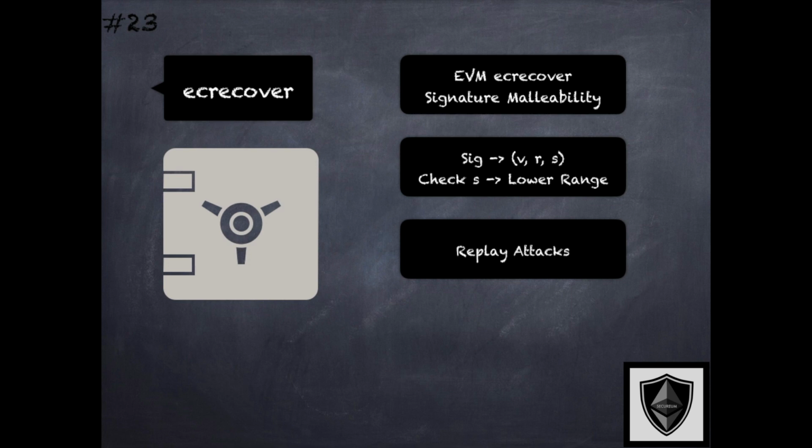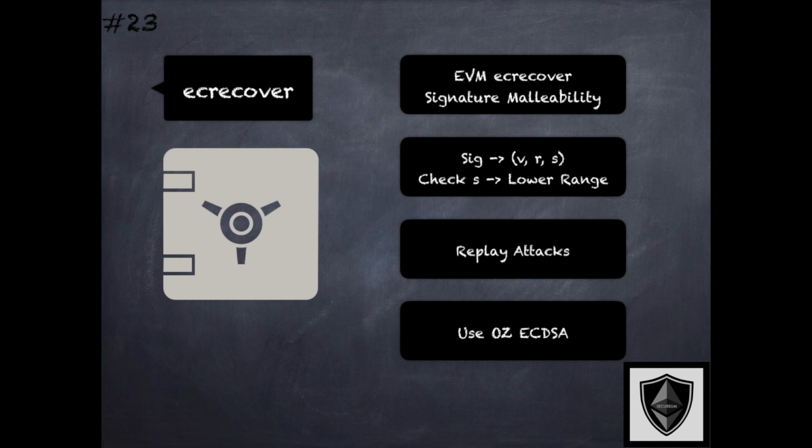So the mitigation is to check that the S component is only in the lower range and not in the higher range. And this mitigation is enforced in OpenZeppelin's ECDSA library, which is the recommended best practice.